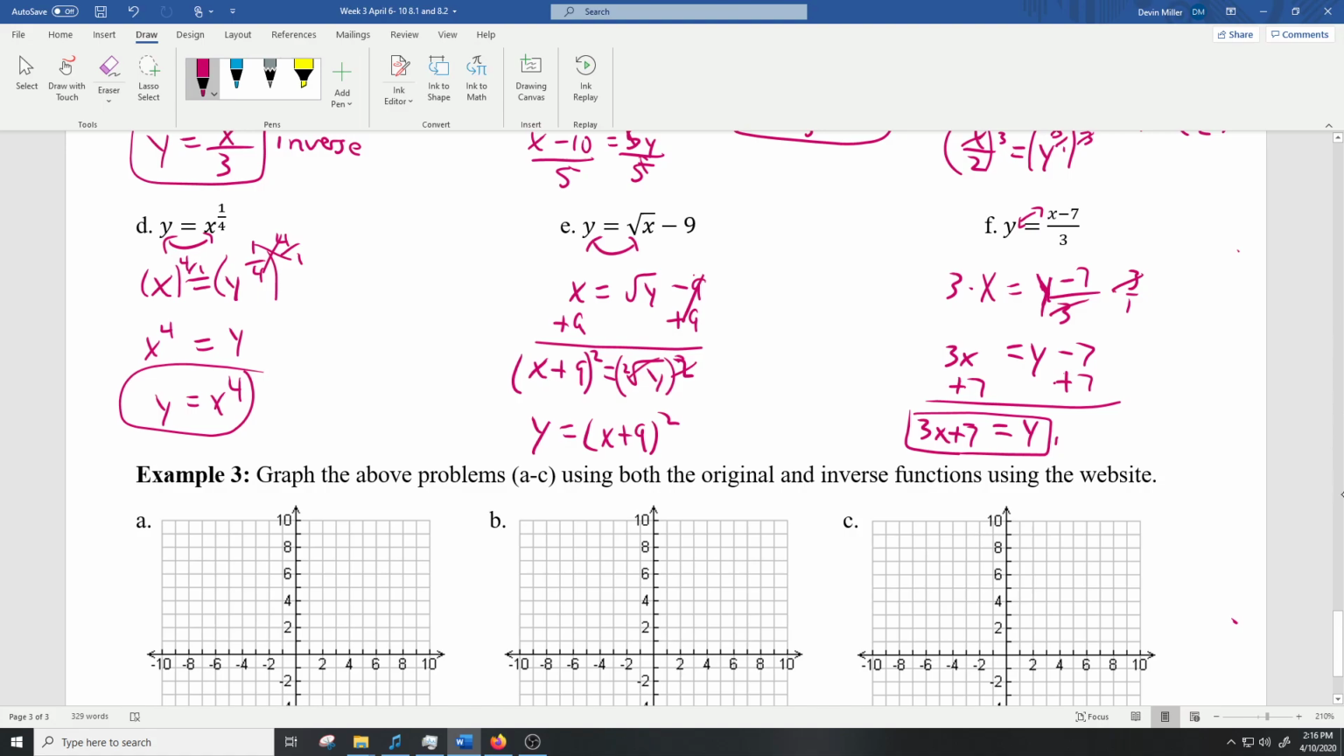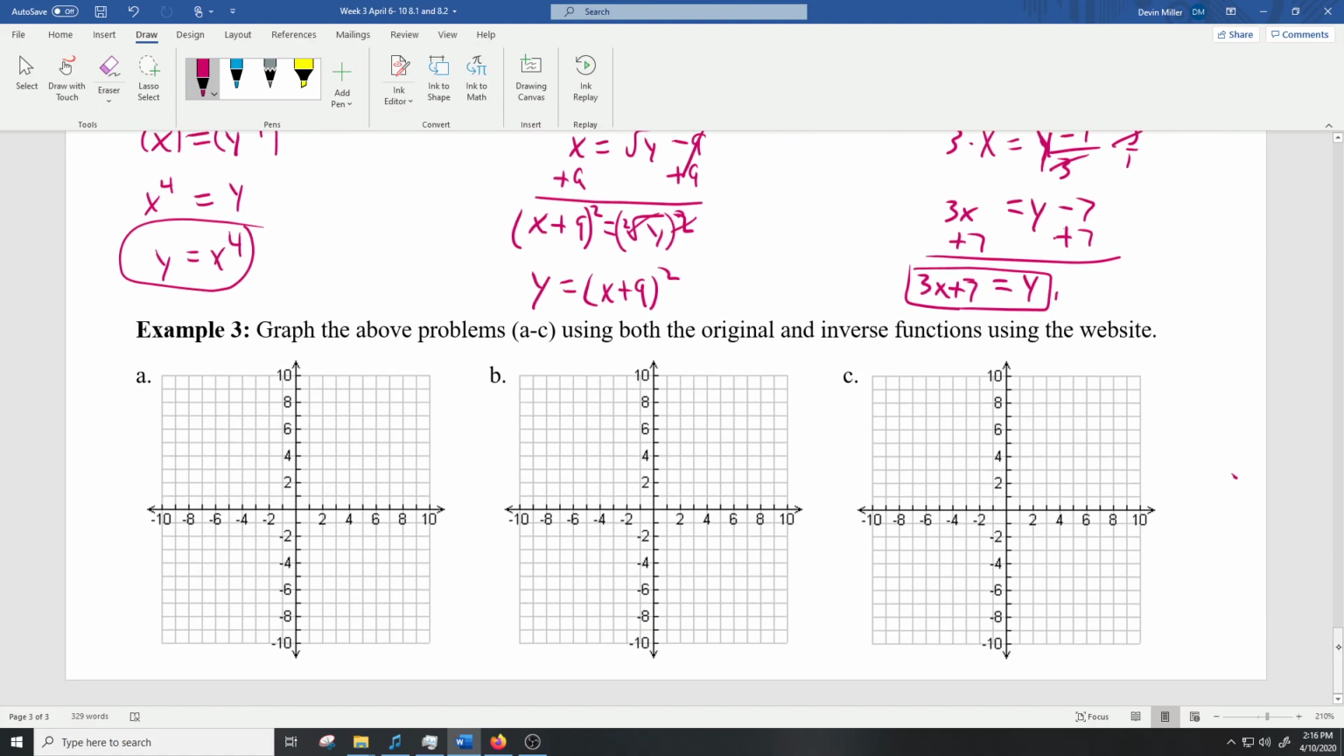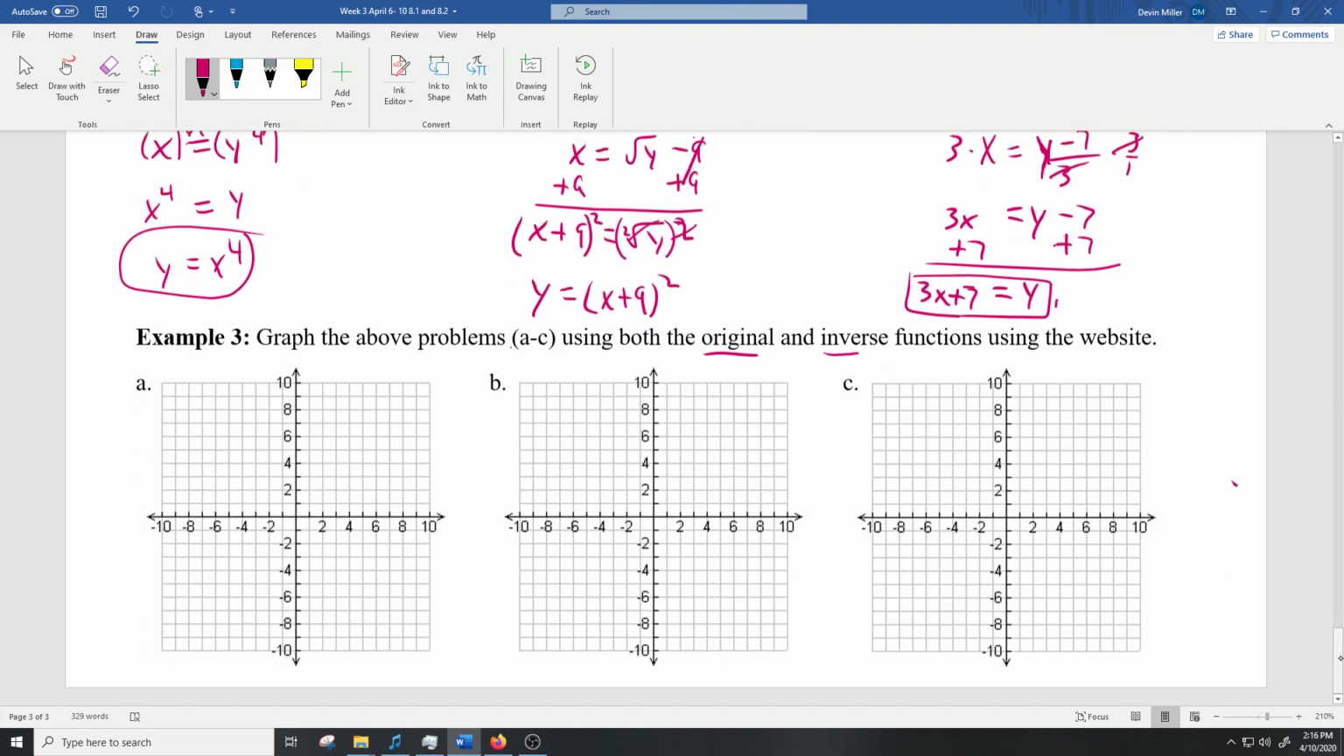The last section here, example 3. We're going to graph the above problems, at least A, B, and C. We're not going to do the other 3. We're going to do both the original and the inverse functions. We're going to use the website. So if you don't have a graphing calculator at home, which I don't think anybody really does, I do have a website we can use.